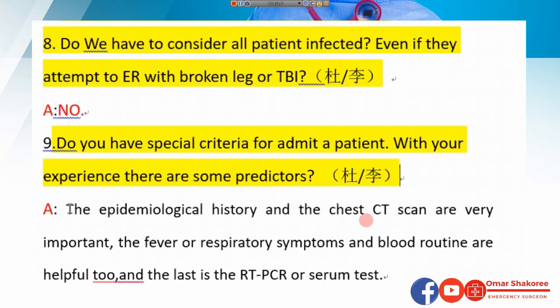Also, we asked them, do you have a special criteria to admit the patient? With your experience, is there any predictor? Again, they said the same protocols that they are following. The epidemiological history and the chest CT scan are very important. And fever, respiratory symptoms, and blood routine investigation are helpful too. And the last thing is the PCR.